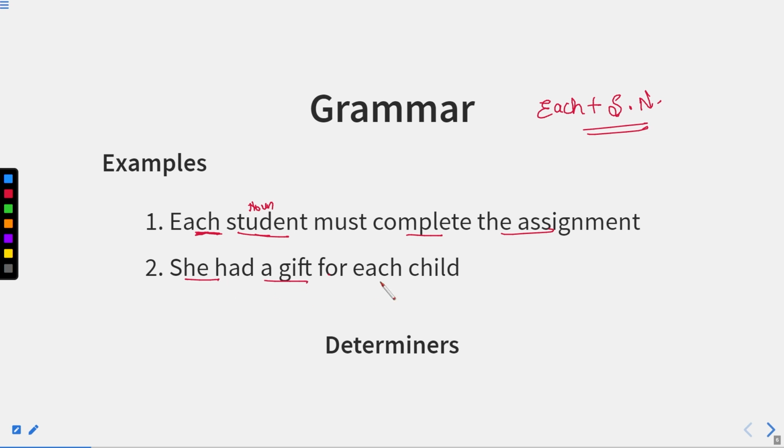She had a gift for each child. For each child means for one child, for another child, for the third child, for the fourth child. It means each and every child will get the gift. Now let us move to the next one.